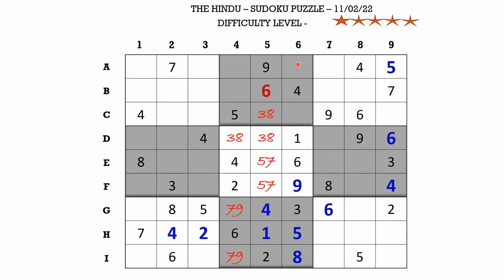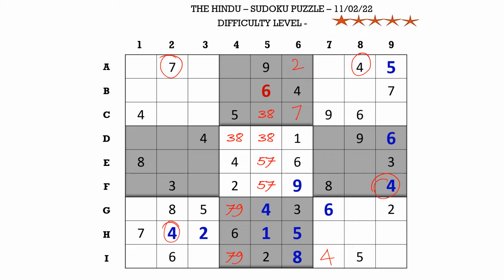So in column 6, the missing numbers are 2 and 7. There is a 7 here in A row. So A6 takes 2 and C6 takes 7. There is a 4 here in column 8 and 4 in column 9 which blocks these two columns, and there is a 4 here in H row which blocks here. So 4 goes in I7.